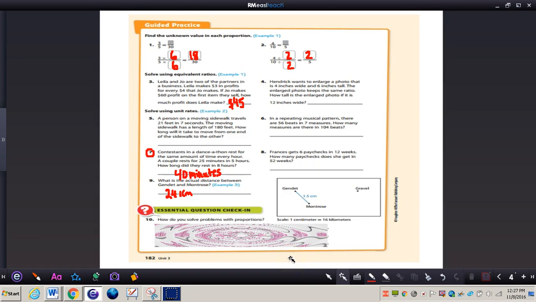Now we're going to wrap up the video. The essential question check-in: how do you solve problems with proportions? Let's take a look at this together. It says write a proportion that includes one unknown quantity. Find equivalent ratios or rates to find the unknown quantity.